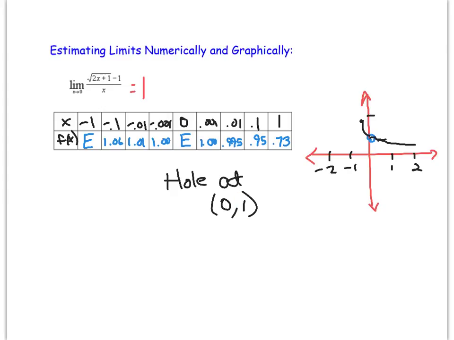So in class, you're going to be working with quite a bit solving limits both numerically and graphically. Next time, we'll be taking a look at how to solve limits analytically or algebraically.